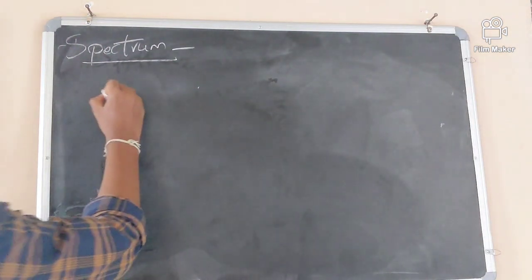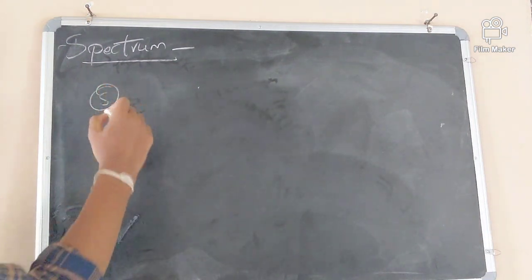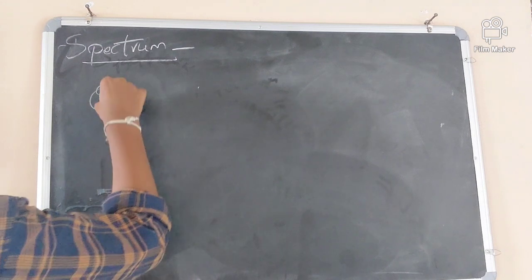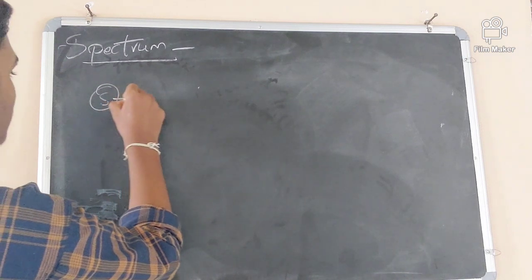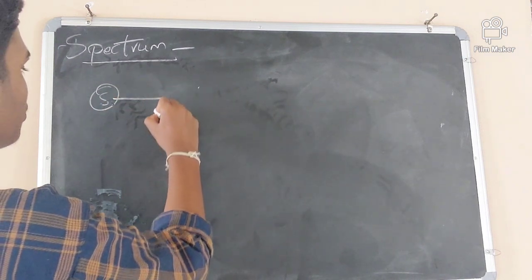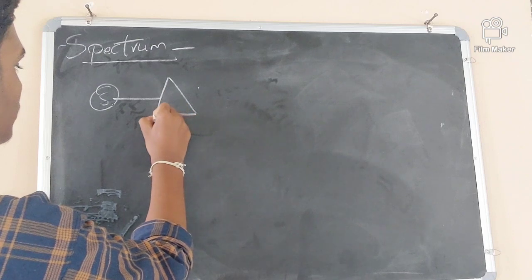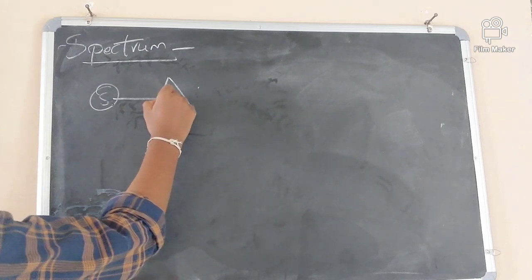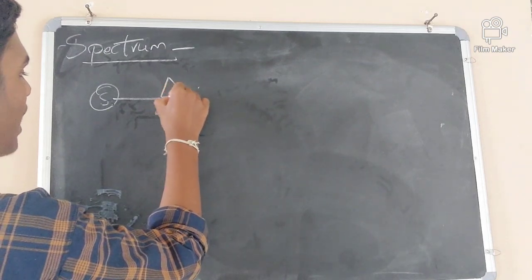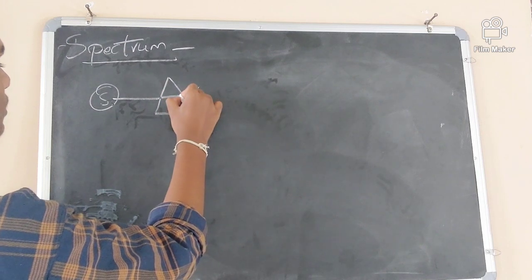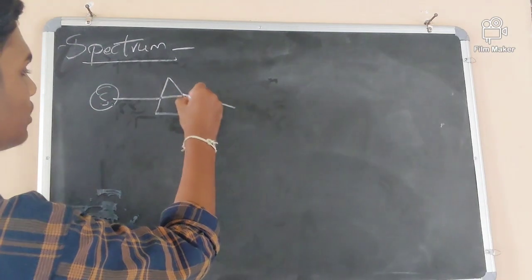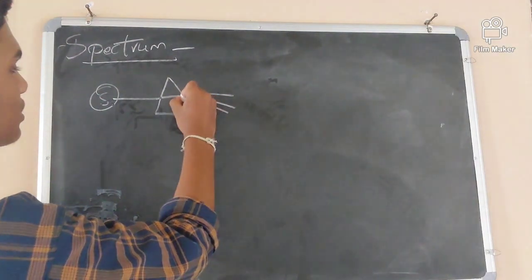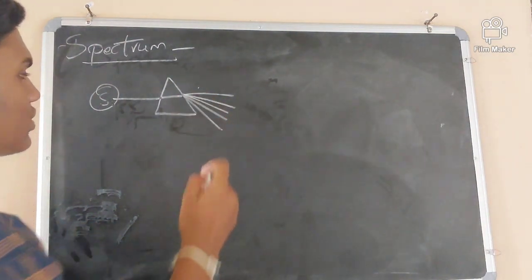Means when we take a source of light, and we eject the light from the source, and this light is passed through a prism, and when this white light passes through a prism, it refracts inside the prism, and coming to outside, it disperses into various colors, that we call VIBGYOR.